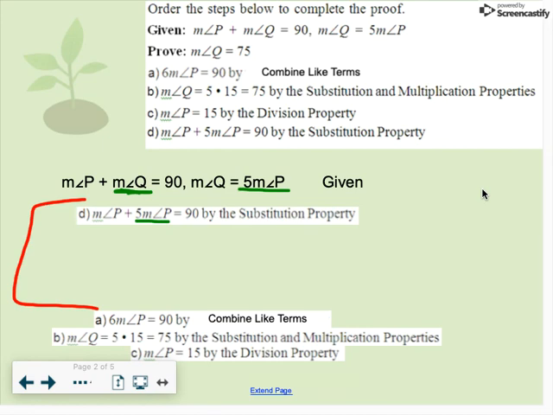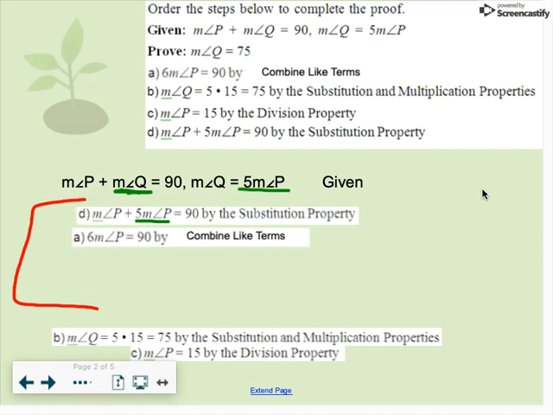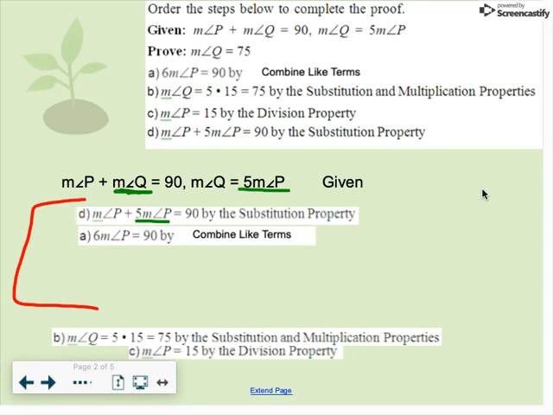From there, we're going to combine like terms. Right, if we look here, one measure of angle P plus 5 measures of angle P would then equal 6 of them. So we combine like terms, and we get 6 times the measure of angle P equals 90. We're then going to divide both sides by 6. If we do that correctly, we divide 90 by 6 and we should get the answer of 15. So now we found the measure of angle P to equal 15 by division.